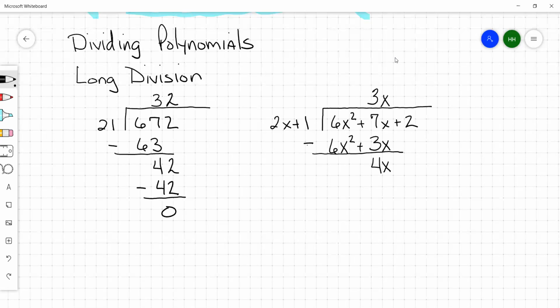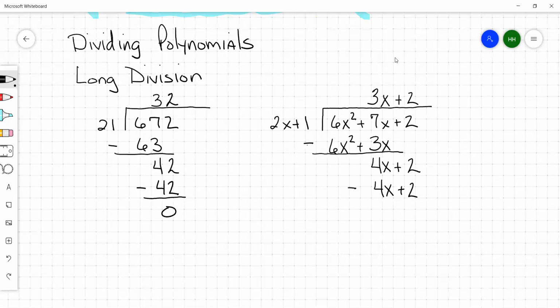And you bring down the plus 2. And then you take the 2x and you divide it into the 4x. And 2x goes into 4x positive 2 times. So now you repeat. You take this 2 and you multiply it by the 2x plus 1. So 2 times 2x is 4x. And 2 times 1 is positive 2.